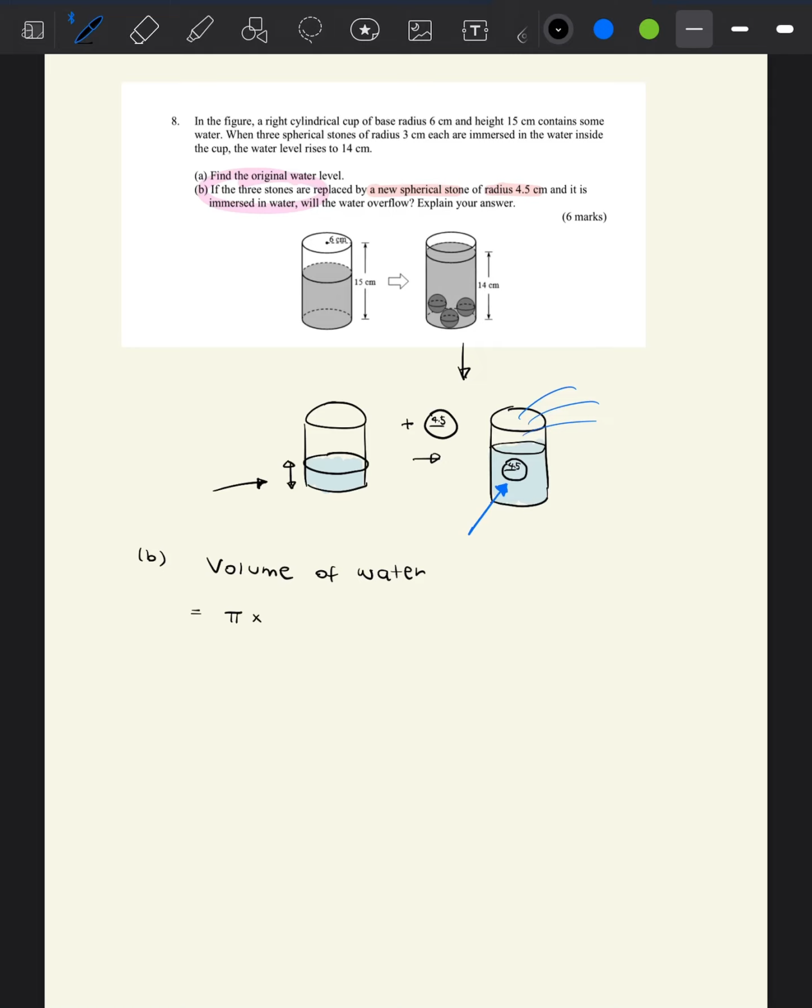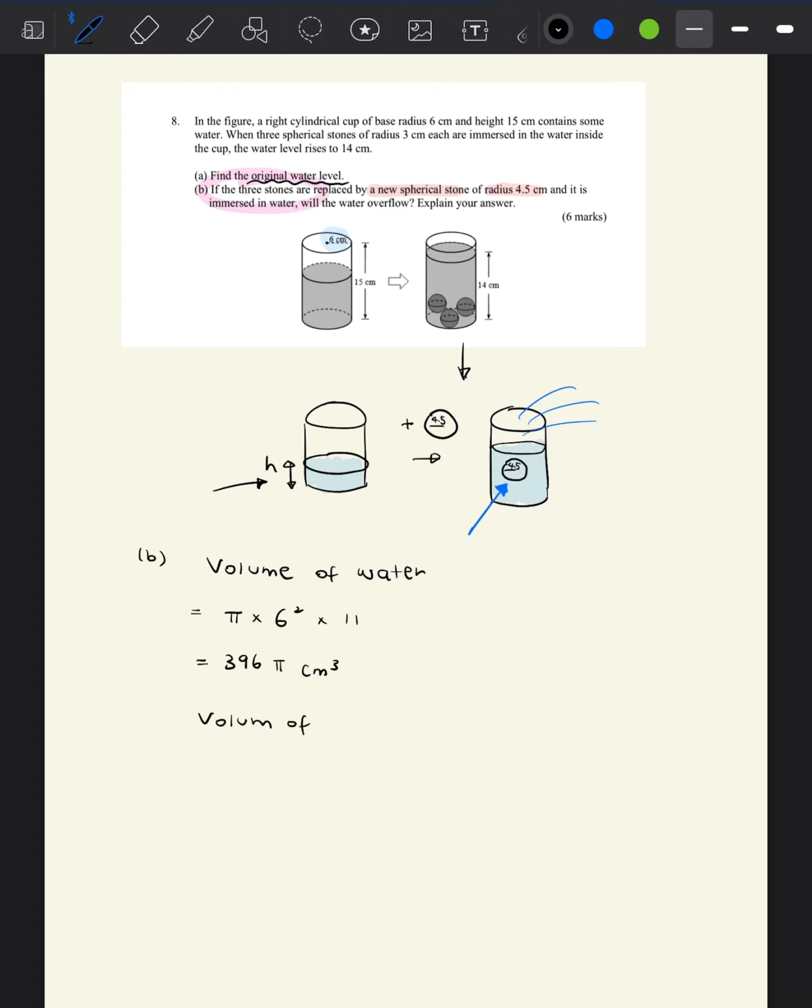So here we have pi, and it is still this 6 cm and not 15. 6 cm is the radius, so we have pi r squared, and we have to times the height because it's the cylindrical cup, and the height of this water level is your original water level, which you have found in part A, which is 11. So therefore, you have 396 pi cm cubed for the volume of the water.